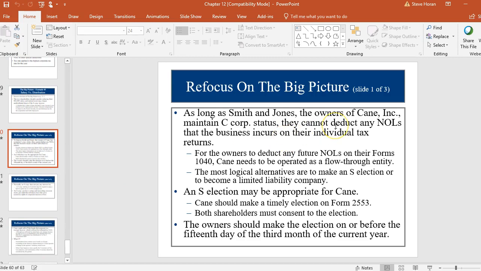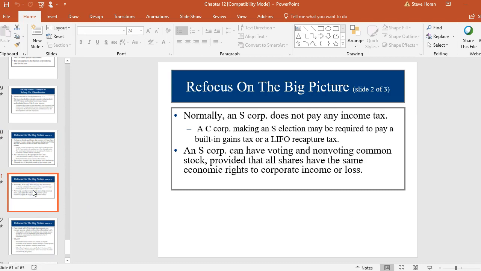As long as Smith & Jones, the owners, maintain C Corp status, they cannot deduct any NOLs from the business on their individual returns. For the owners to deduct any NOLs on their personal 1040s, Kane needs to be operated as a flow-through entity, which makes sense as an S Corp. The S election may be appropriate. If they do that, of course, they have to file Form 2553, and both shareholders must consent and make the election before the 15th day of the 3rd month of the current year.